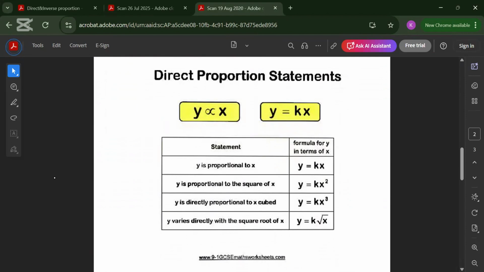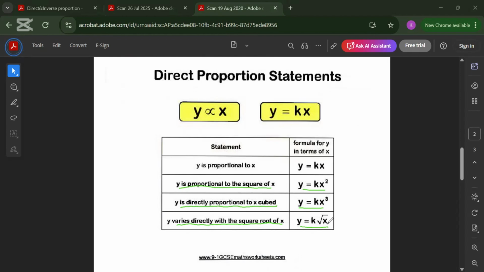y is proportional to x, y equal to kx. If y is proportional to the square of x, then it will be y equal to kx square. If y is directly proportional to x cube, or cube of x, we can say y equal to kx cube. y varies directly with the square root of x, y equal to k root x. Okay, these are the four statements.